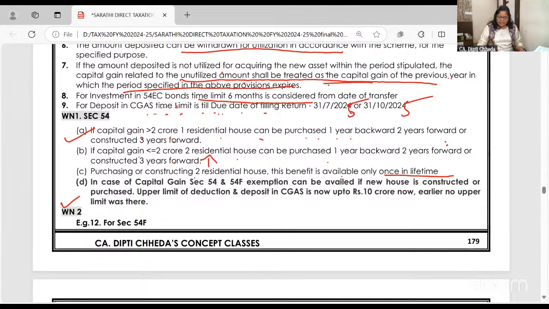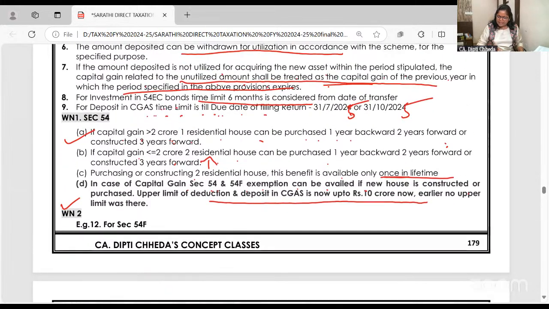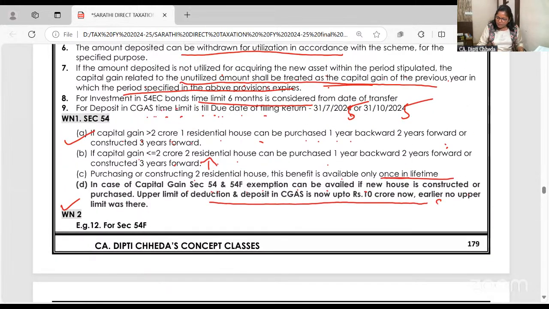This benefit of two residential houses will be available only once. In case of capital gain, section 54 or 54F can be availed if new construction is purchased. However, upper limit for deduction is up to 10 crore. Very nice. I want all of you to write an example here only. Capital gain is 18 crore. New house, I'll give you all the notes, don't worry. First write it here also. New house purchase 15 crore.